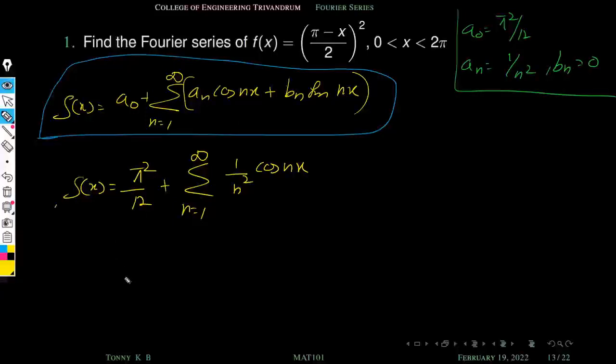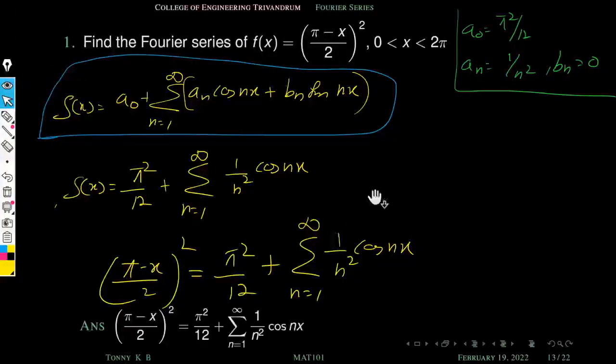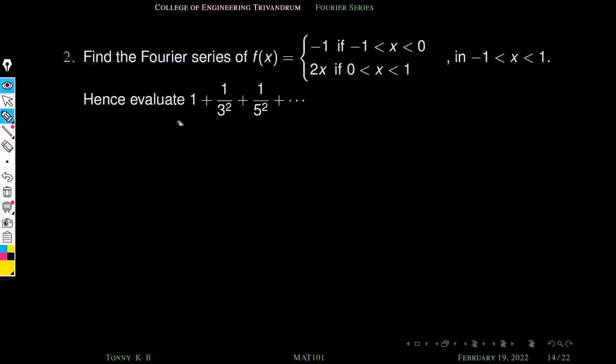So we can write like this: ((pi minus x) by 2) whole squared is equal to pi squared by 12 plus, like this. Anyway, this is the Fourier series representation of this function. So you can write ultimately ((pi minus x) by 2) squared is equal to pi squared by 12 plus sigma 1 by n squared cos nx.